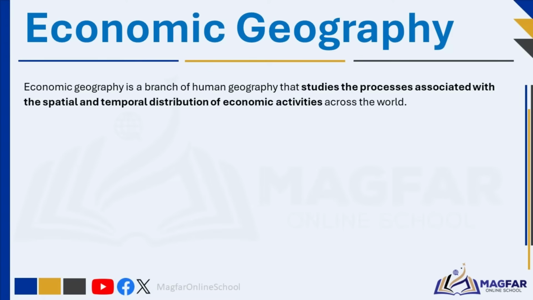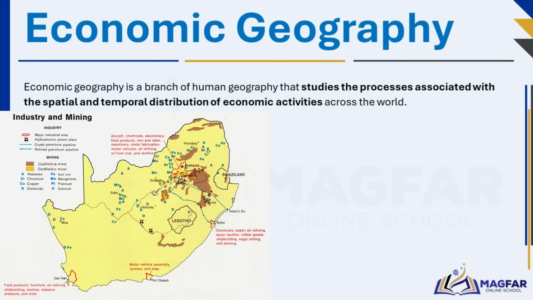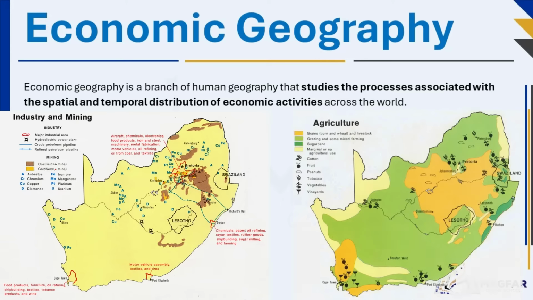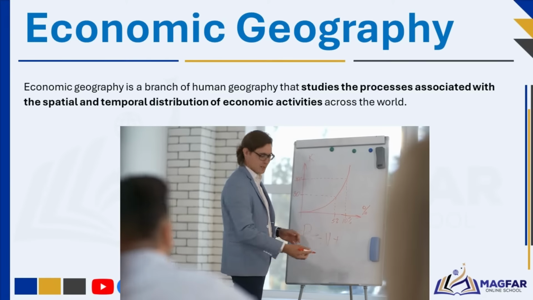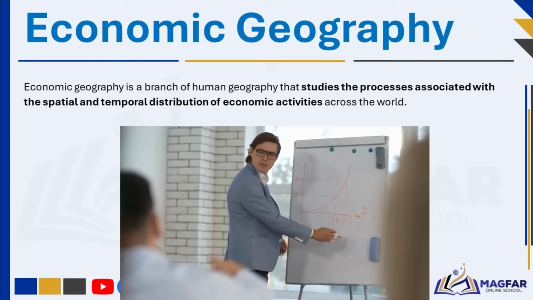Economic geography is a branch of human geography that studies the processes associated with the spatial and temporal distribution of economic activities across the world. Spatial refers to space while temporal refers to time. In other words, economic geography looks at where and why different economic activities happen in different places around the world. It studies how these activities are spread out over time and space.